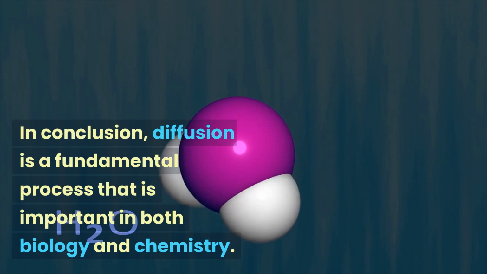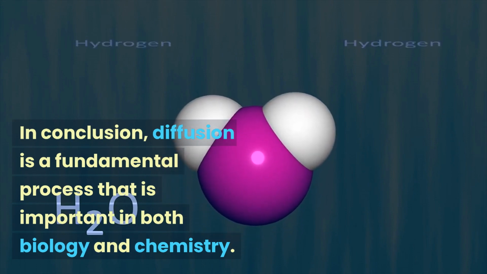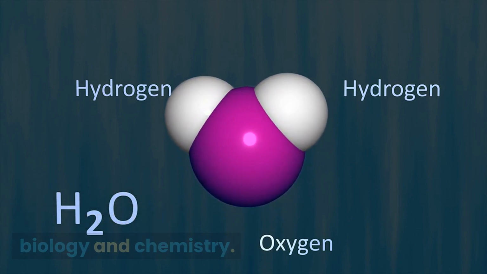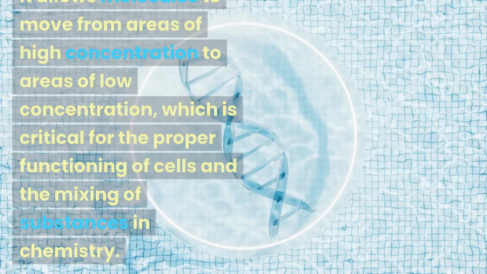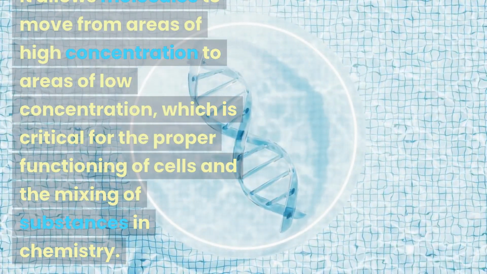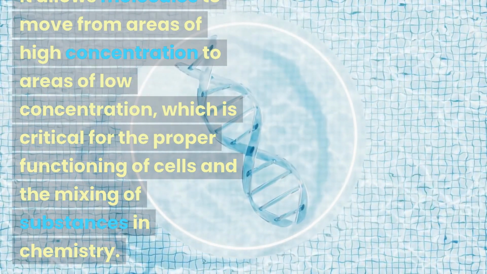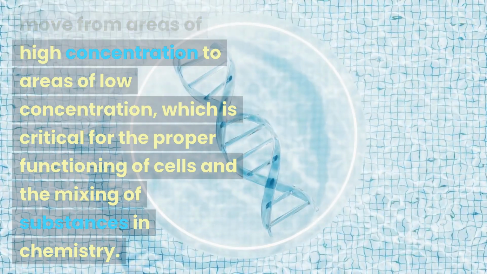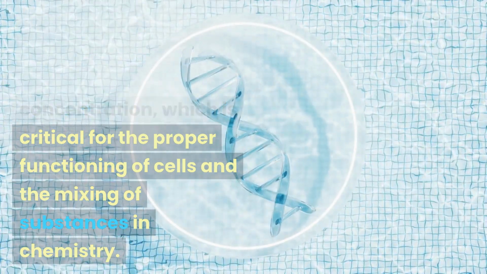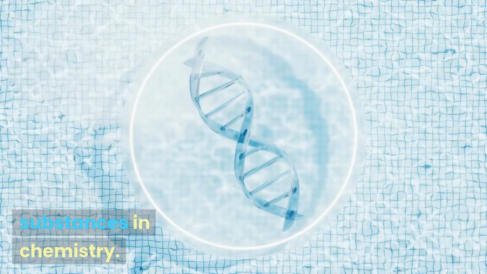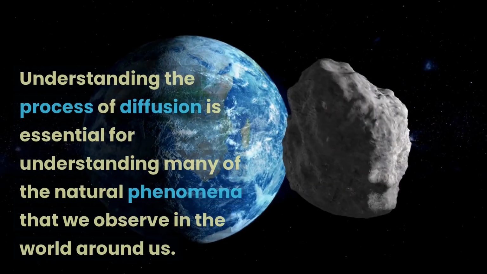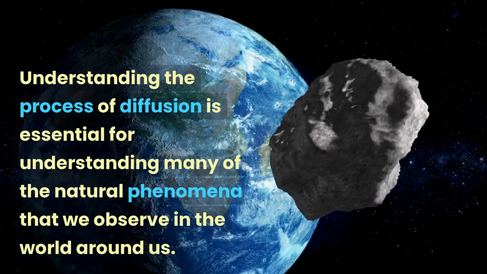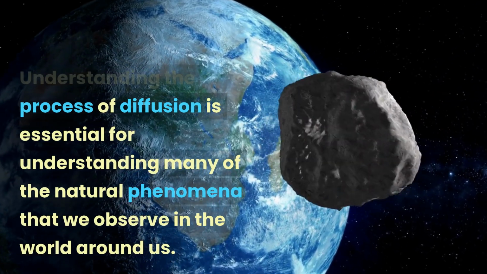In conclusion, diffusion is a fundamental process that is important in both biology and chemistry. It allows molecules to move from areas of high concentration to areas of low concentration, which is critical for the proper functioning of cells and the mixing of substances in chemistry. Understanding the process of diffusion is essential for understanding many of the natural phenomena that we observe in the world around us.